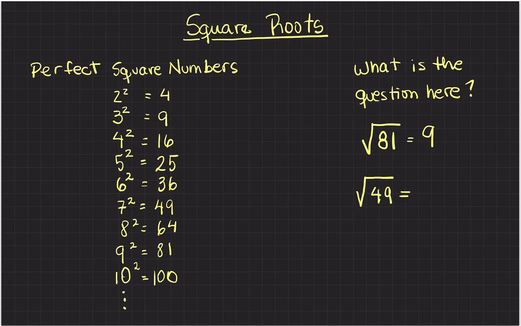Same thing with 49. If you have the square root of 49, the question is, what number to the power of 2 is 49? And if we go to the list of perfect square numbers, here's 49, and the number that to the power of 2 is 49 is 7. 7 squared is 49. So our answer will be 7.